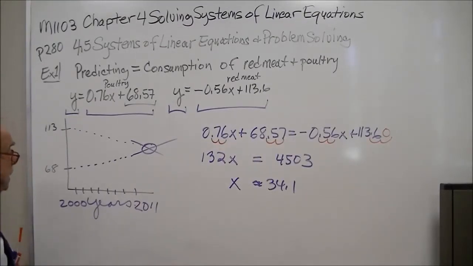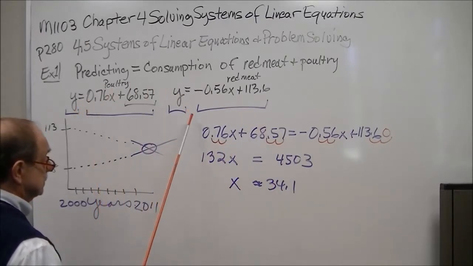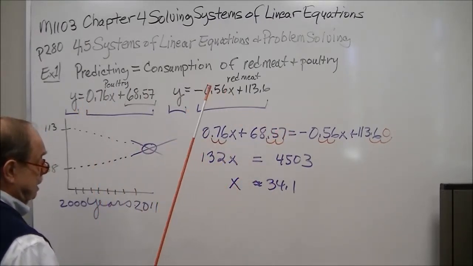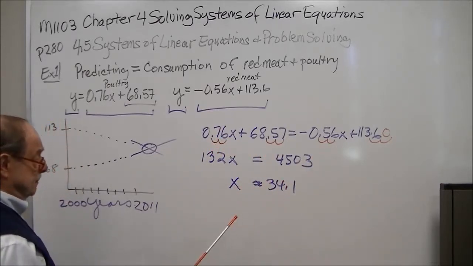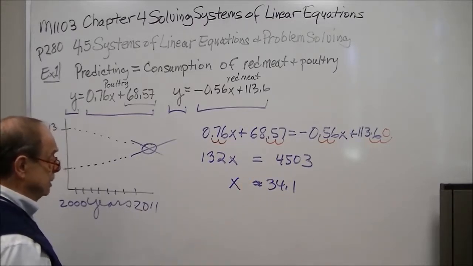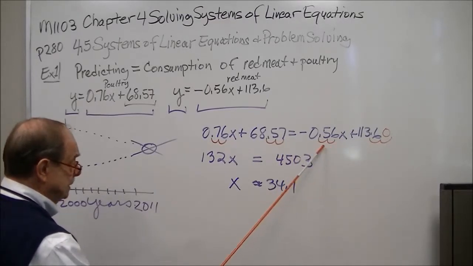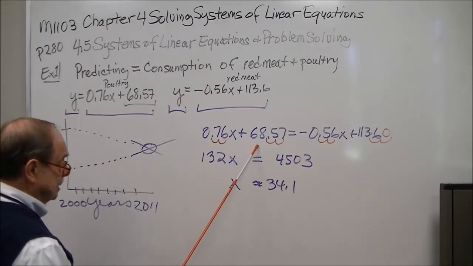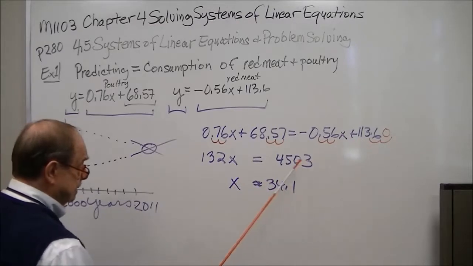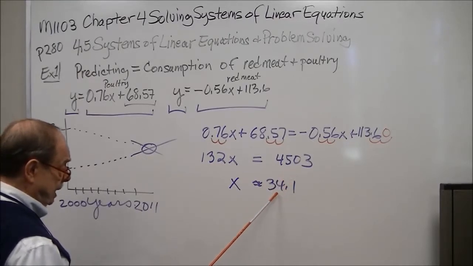So we're going to say that this equation equals this equation, which is what I have here. Y equals y. So I got rid of my decimals. And by the way, this is a little different way than the book does. And that's okay, because there are different ways to solve it. And I'm going to add 56x to both sides, and I get 132x. I'm going to subtract this from both sides, and I get this. I'm going to divide both sides by 132, and I get this.